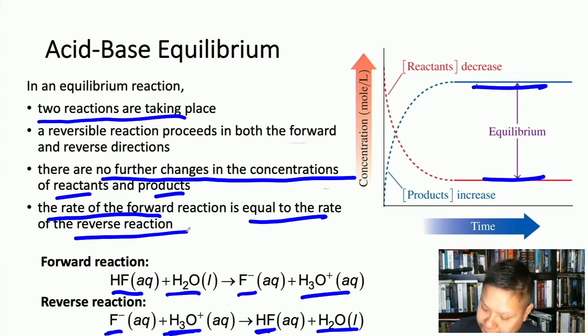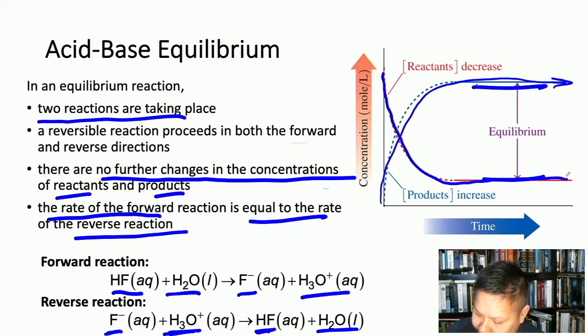Right? And that's why you see that this rate here, making products, is the same as the products decomposing back into reactants, right? And once you get to this point right here, which is the equilibrium point, the concentrations of either side, reactants and products, stays the same, right?